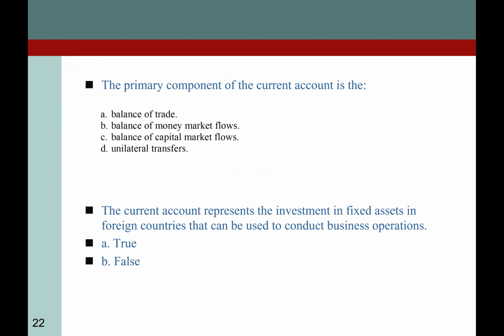So the primary component of the current account is, everyone please do participate. A. Right? Well done. How about the second one? True, false? The current account represents the investment in fixed assets in foreign countries that can be used to conduct business operations. True, false?